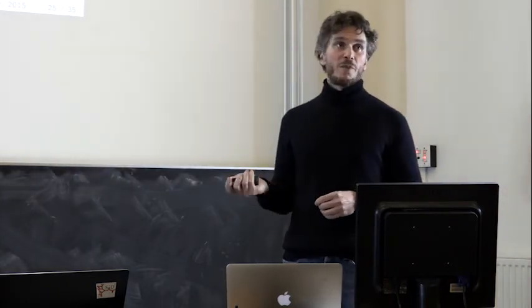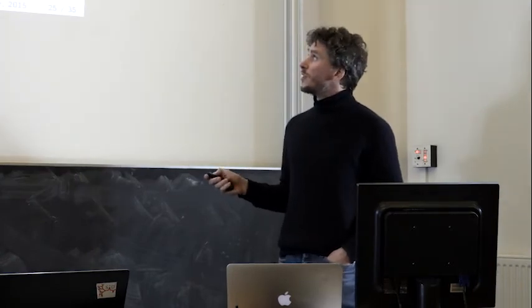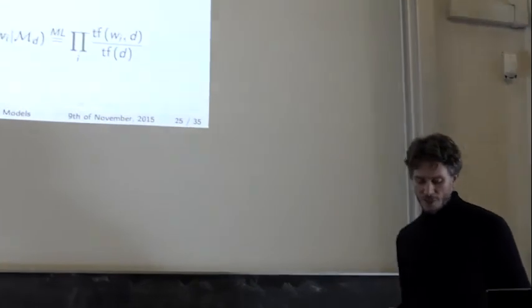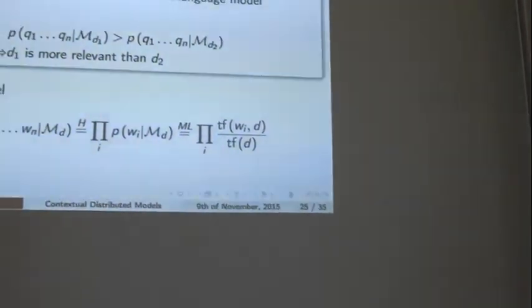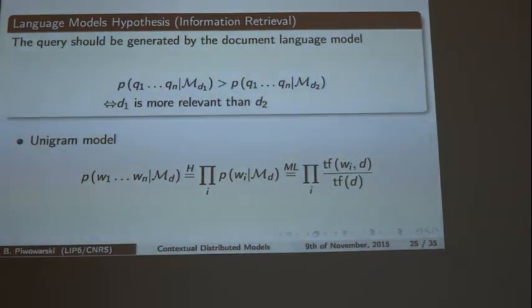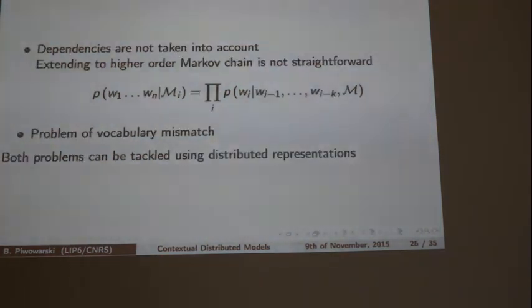Okay? So the basic model in information retrieval is the unigram model, which says basically that each word is independent, so the probability of generating a sequence is just the product of the probabilities of generating each word, and estimated by maximum likelihood. This gives just a ratio of frequencies.